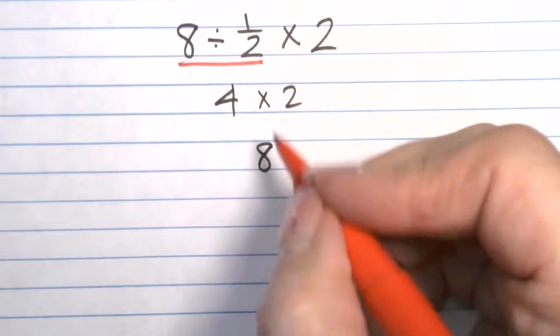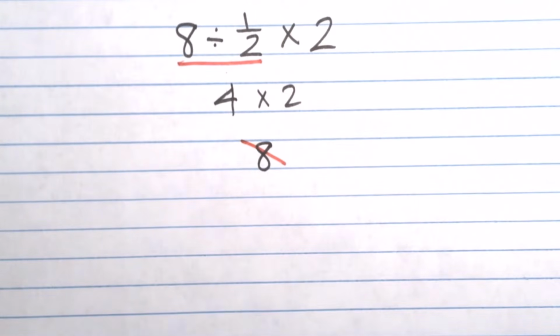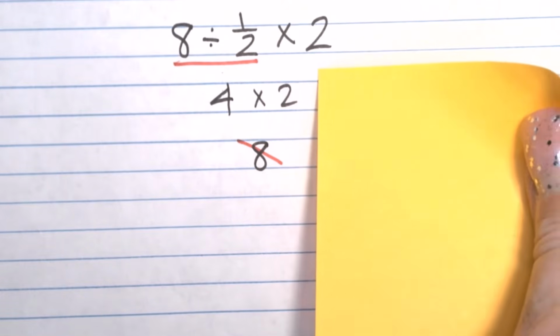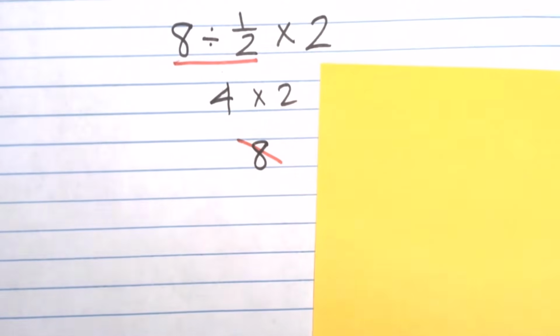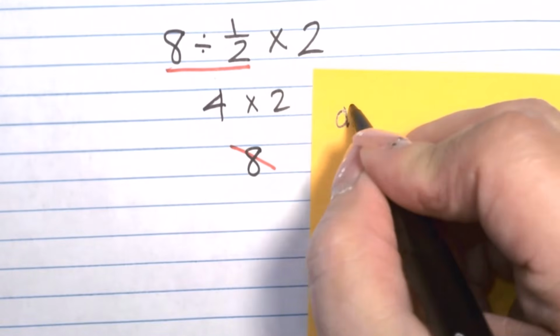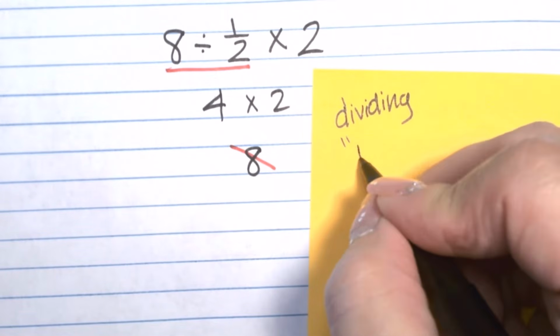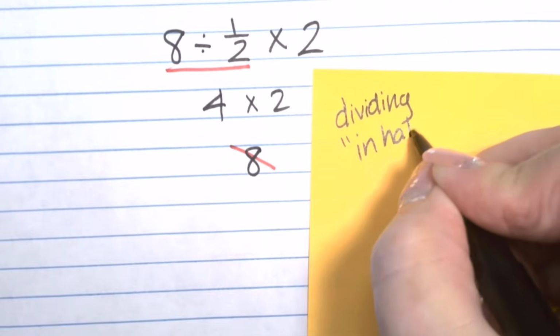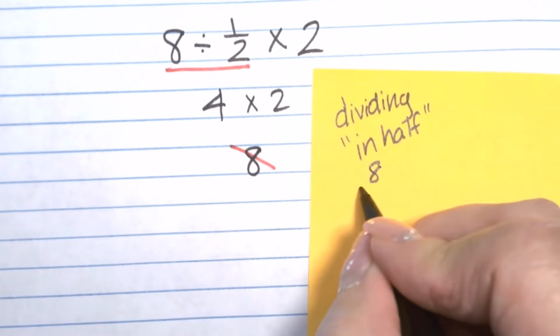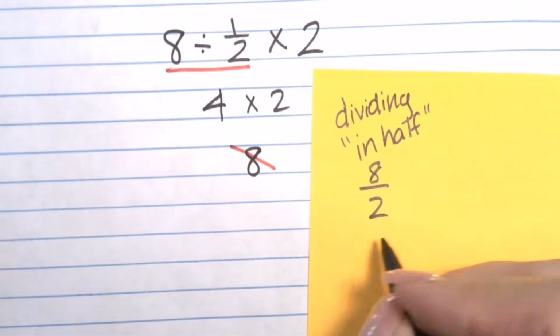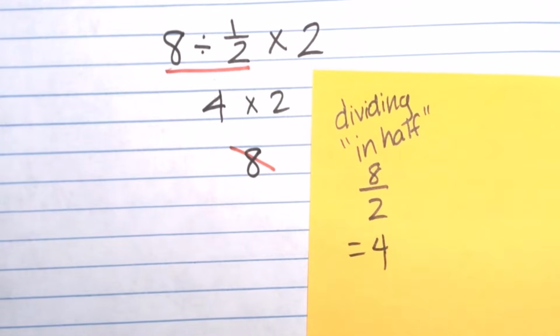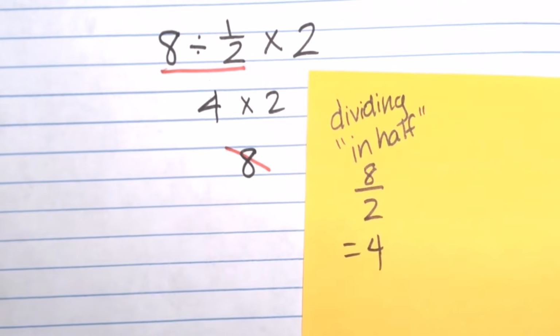But that is incorrect. Now, it isn't that we didn't follow the order of operations. We did. But what we did is we misinterpreted what it means to divide something by half. If you say to yourself that you're dividing something in half, you are taking that number and dividing it by 2, and that would be 4, and that's what I did. But that's not what this is saying.